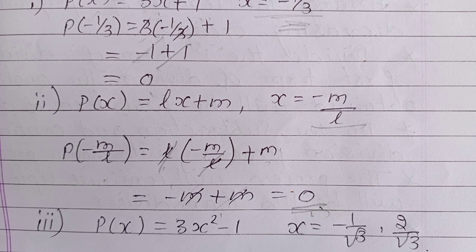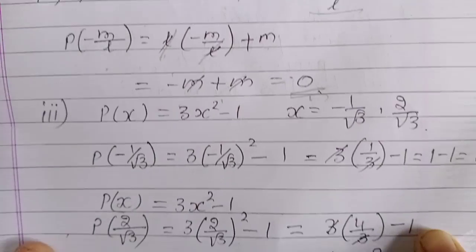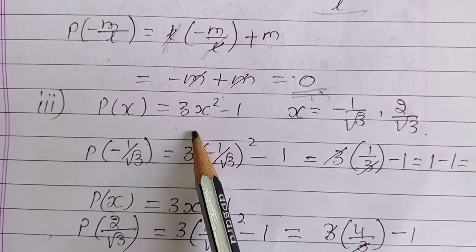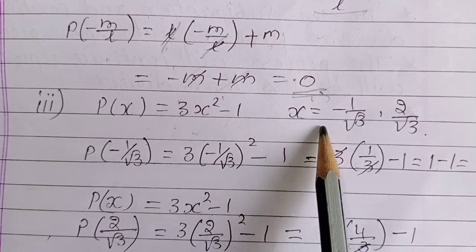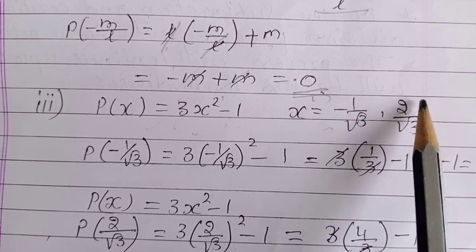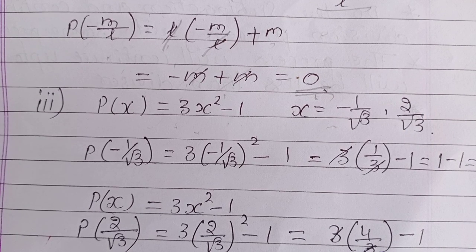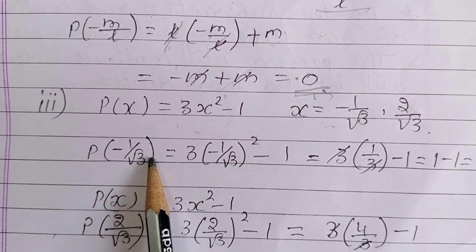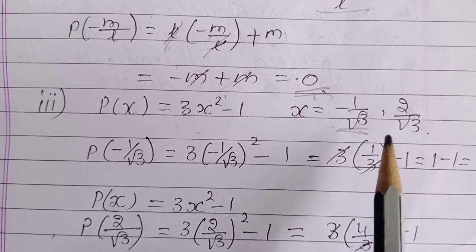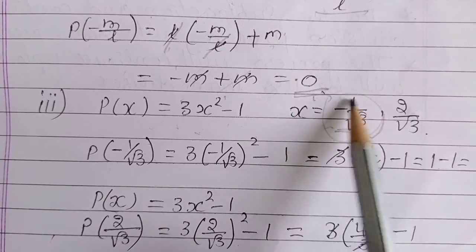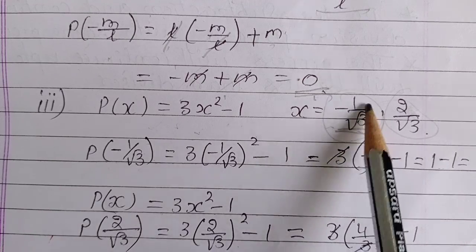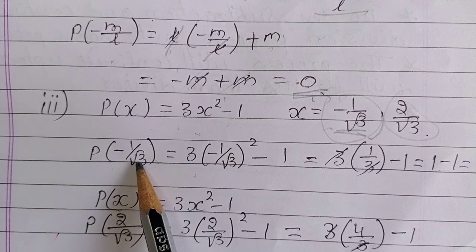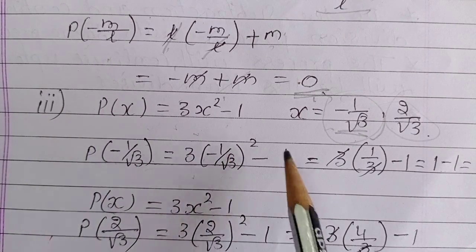Okay. Now let us move to one more problem. Third problem of the same exercise. So this is the question. P of x is equal to 3x square minus 1. And the x values are minus 1 by root 3 and 2 by root 3. Are you getting? Minus 1 by root 3 and 2 by root 3. Now, first we will substitute this value. Two values are here, comma is here. So, this is one value and this is one value. First we will substitute this. So, 3 as it is, in the place of x, what do we have to substitute? Minus 1 by root 3 whole square.